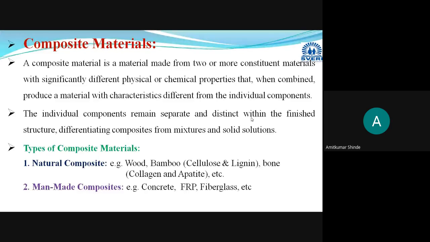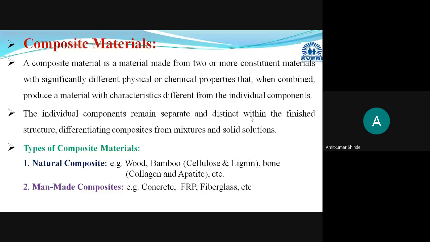But here the difference is that you will be able to separately identify the parent materials in the finished product. If you have manufactured a finished product with two or more different materials, then in that finished product also you will be able to identify your parent materials. That will be termed a composite material.